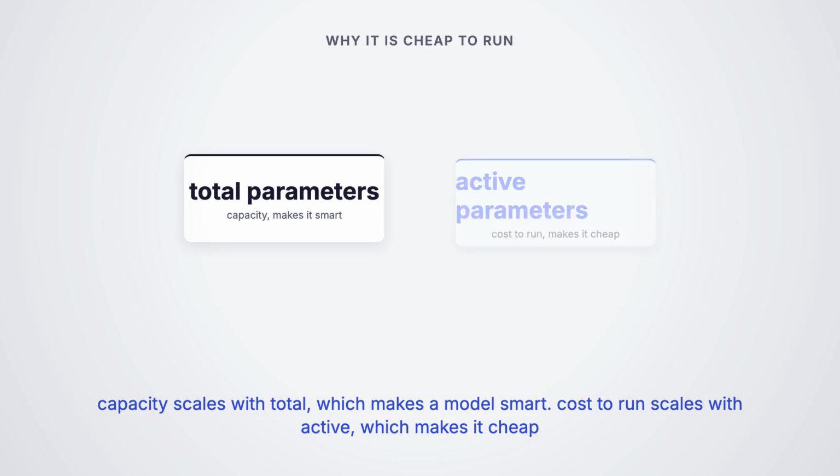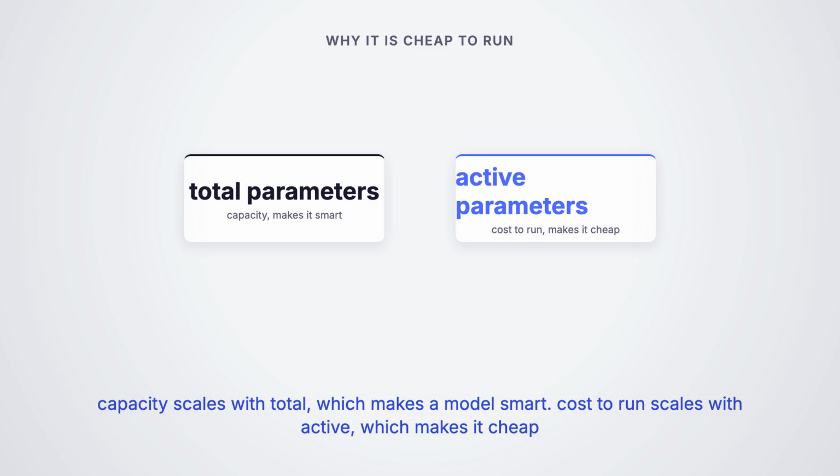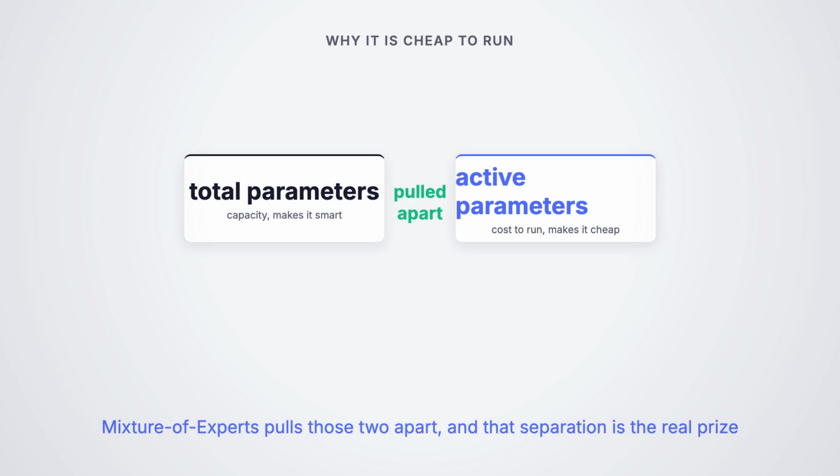Capacity scales with the total count, which makes a model smart. Cost to run scales with the active count, which makes it cheap. Mixture of experts pulls those two apart, and that separation is the real prize.